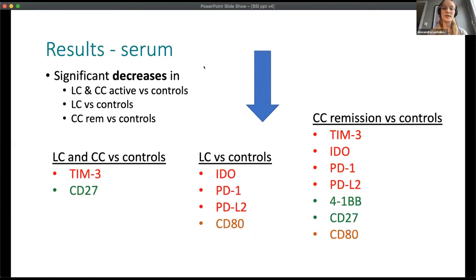And here is a more detailed summary of the results we saw in the serum. So in both subtypes, levels of TIM3 and CD27 were decreased in comparison to controls. In lymphocytic colitis, these molecules were decreased compared to controls. And lastly, in collagenous colitis patients in remission compared to controls, the levels of these molecules were decreased.